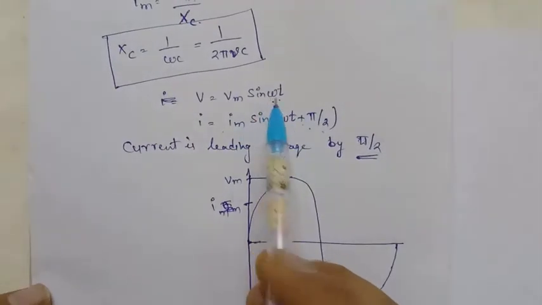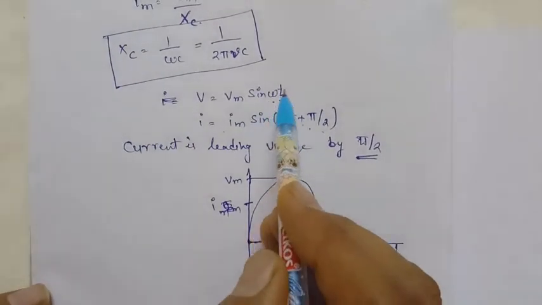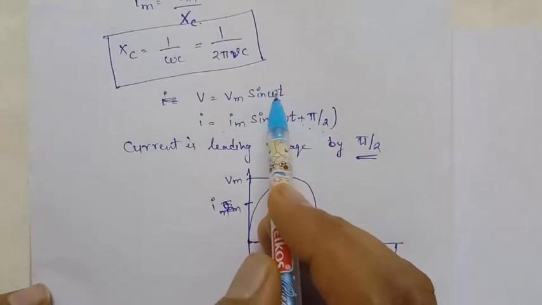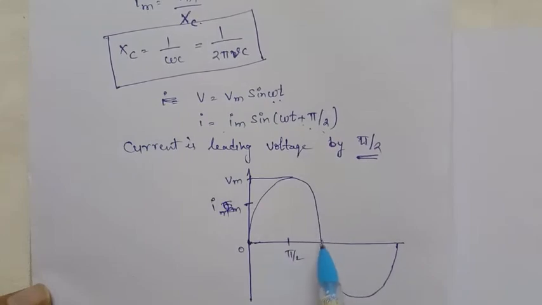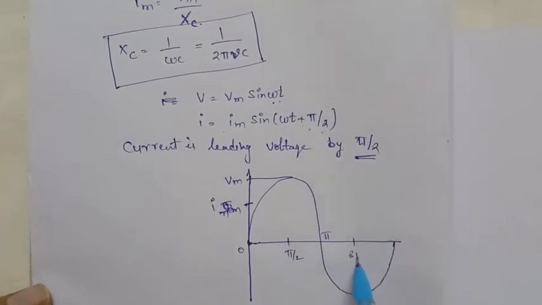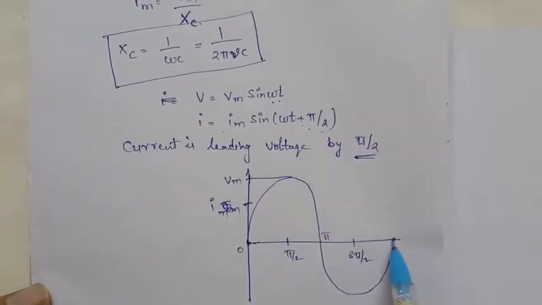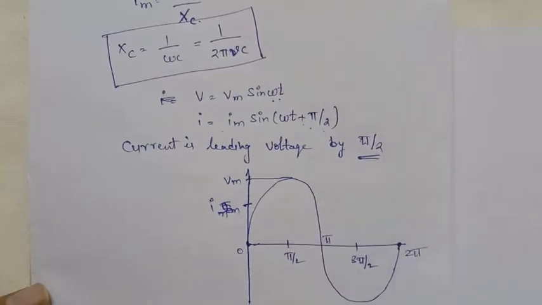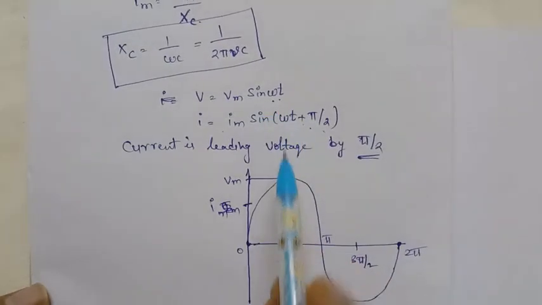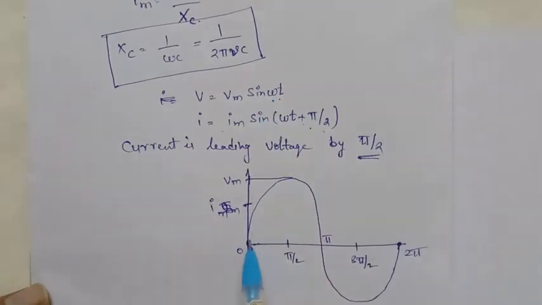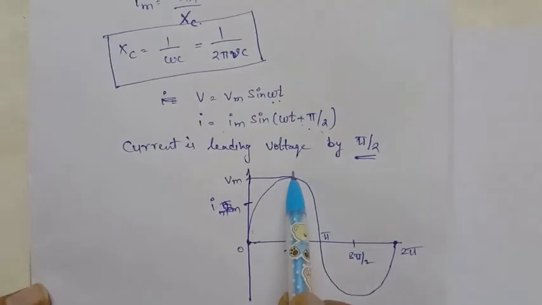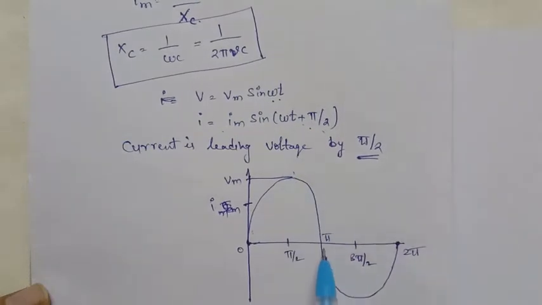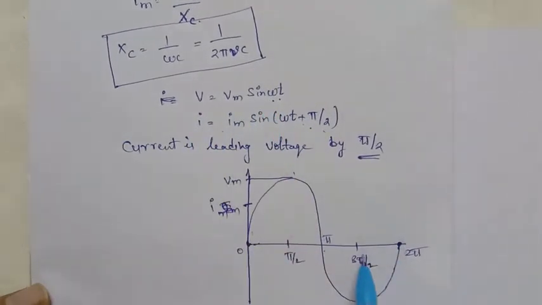So suppose sine 0, omega t equal to 0, first of all. It is the angle. The phase is first 0, then pi by 2, then pi, then 3 pi by 2, and again 2 pi. So sine 0 gives voltage 0, then pi by 2 means sine 90, automatically it is Vm. Again sine pi is 0, sine 3 pi by 2 is minus Vm, sine 2 pi is 0.